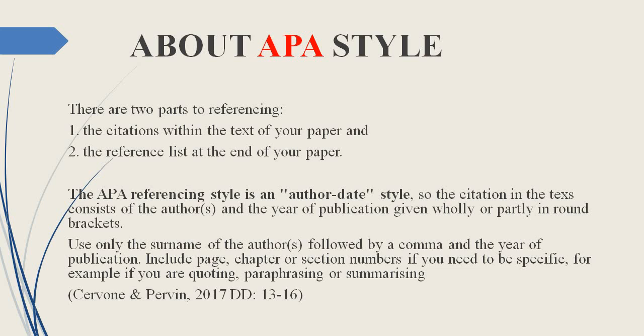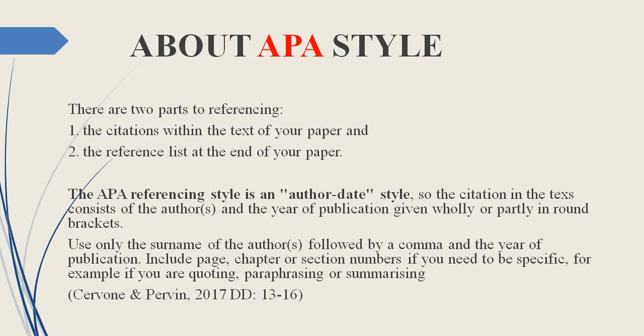So who published and when it was published. So APA style answers these two important questions. Citation in the text mostly consists of author and year of publication. Remember, in-text, use only the surname of the authors followed by a comma and the year of publication. When it is about in-text, include page, chapter or section numbers if you need to be very specific in terms of paraphrasing or summarizing.